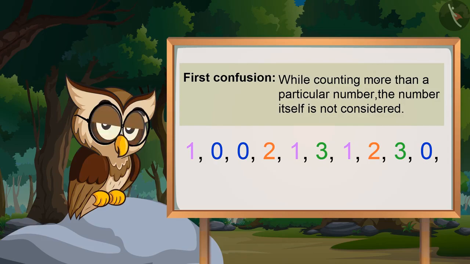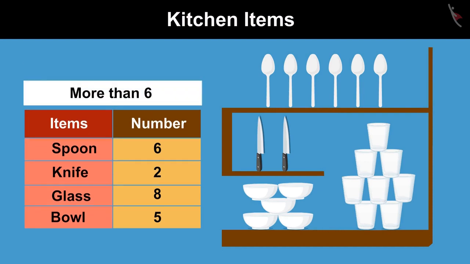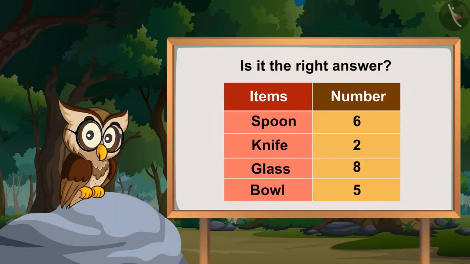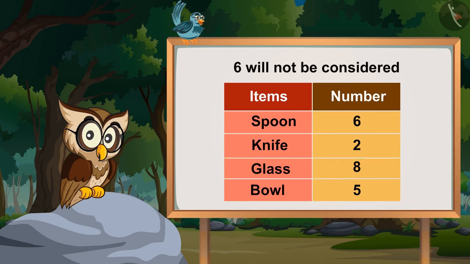Let's look at this example. Some kitchen items and their numbers are shown here in a tabular form. Which items are more than 6 in numbers? Spoon and glass. Is it the right answer? I think just the glass because you asked more than 6. Therefore, we cannot consider 6. Absolutely right. While counting more than a particular number, the number itself is not considered.